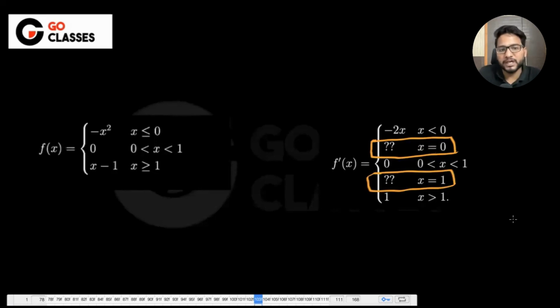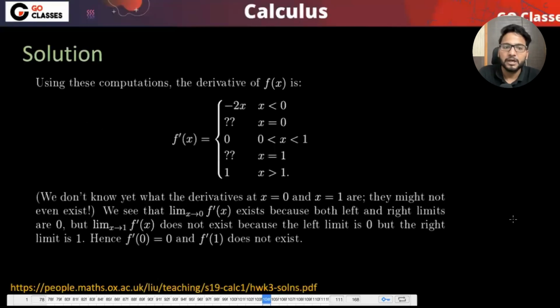Yeah, you only have to check at 0 and 1. Because otherwise, less than 0, the function is differentiable. Greater than 1, the function is polynomial, hence it is differentiable. So we don't know what the derivative is at x equal to 0 and x equal to 1. It might not even exist. We see that the limit as x tends to 0 of f(x) exists because both left and right limits are the same.